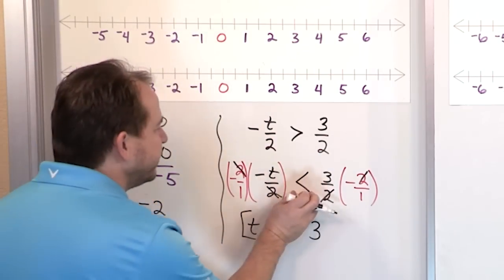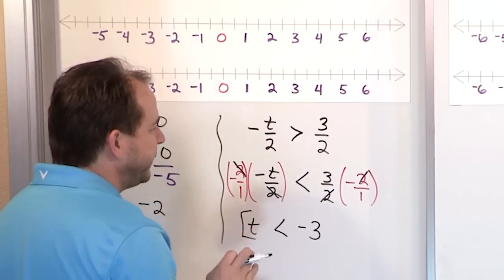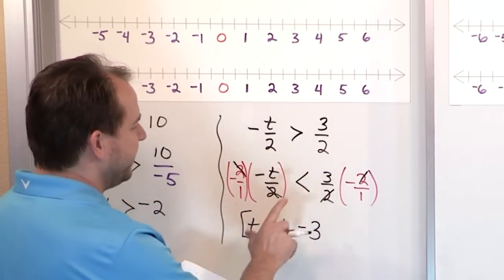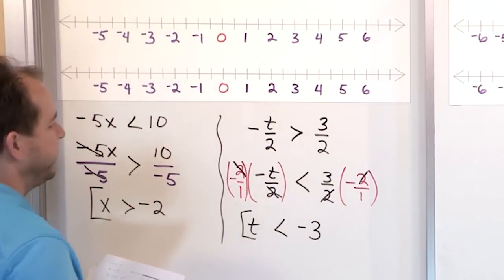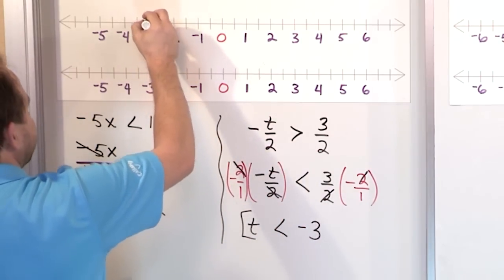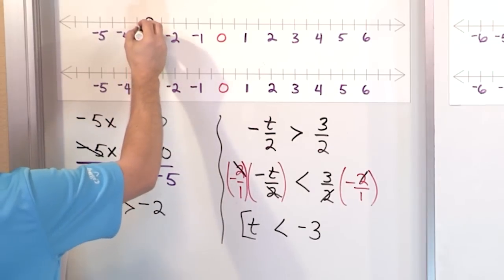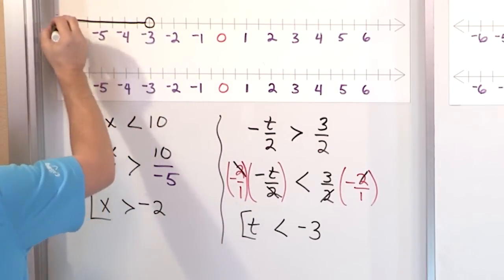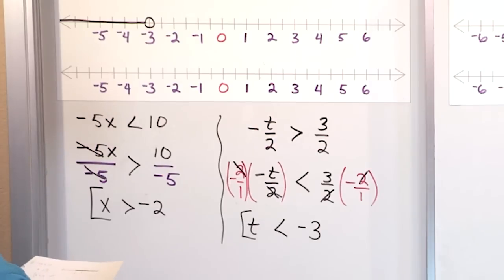This is exactly what you would do if you had an equal sign here to get this by itself. But of course, with an equal sign, you don't have to flip the direction of anything. Here we had to flip this direction. So to graph it, we go find negative 3, and we put an open circle because it's not equal to negative 3. It's just less than negative 3, and we shade everything to the left. All right? That's basically it.